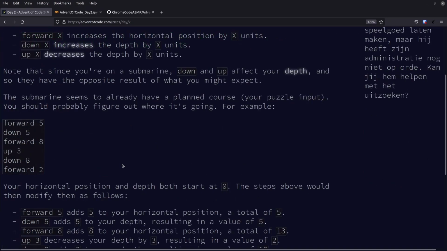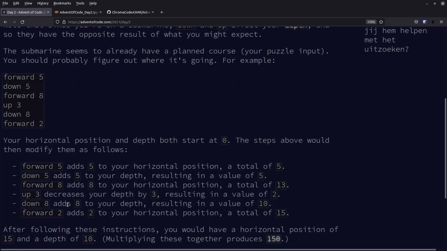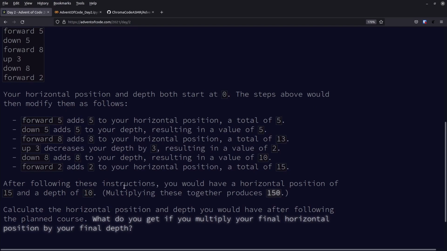The submarine seems to already have a planned course, your puzzle input. You should probably figure out where it's going. For example, forward 5, down 5, forward 8, up 3, down 8, forward 2. Your horizontal position and depth both start at 0. The steps above would then modify them as follows. You add and subtract numbers from it. After following these instructions, you would have a horizontal position of 15 and a depth of 10. Multiplying these together produces 150. Calculate the horizontal position and depth that you would have after following the planned course. What do you get if you multiply your final horizontal position by your final depth?